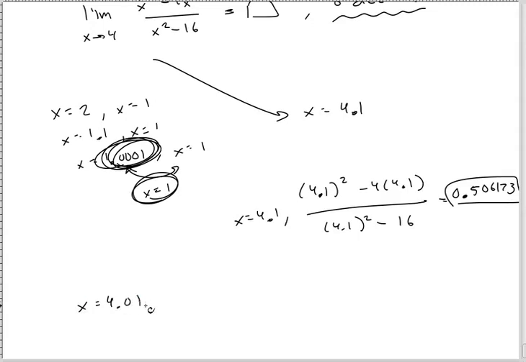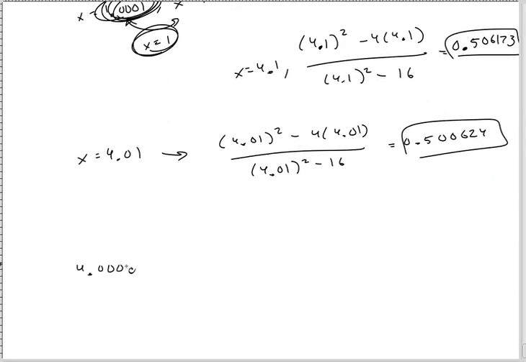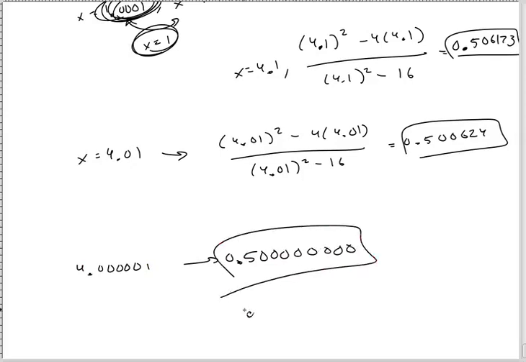Let's try 4.01. So I'm going to do that now. And you can probably guess how this is going to work. You plug it into the calculator. Because why not? And now I got 0.500624. If you keep going with 4.00001, eventually you'll see that you get the 0.5000000000. Yeah, it's whatever. So it says 6 decimals. It's good enough. Looks great. We like it. So 0.5 is going to be the answer.